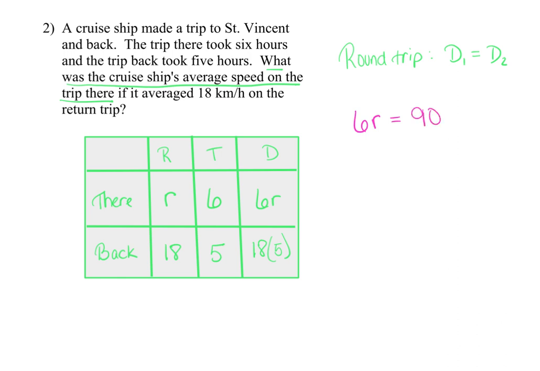All right. And then how do I solve? What do I do? Divide by 6. What is 90 divided by 6? 15 kilometers per hour. Find that on your chart. That 15 kilometers per hour is your rate there. Is that the question they were asking? Yes, it was. I am done with this problem.